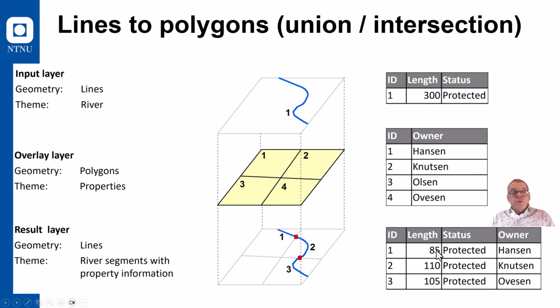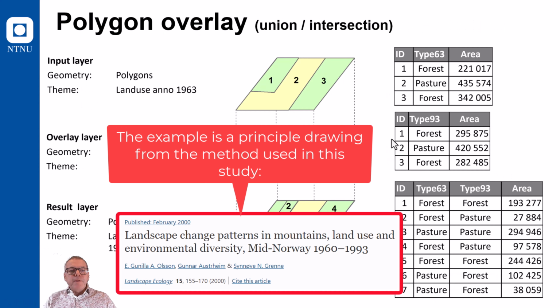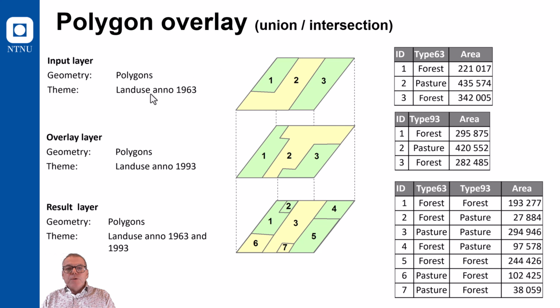If you are, however, using feature classes in geodatabases in Esri software such as ArcGIS Pro, this updates automatically. So the last example is an example on polygon overlay. We have an input layer with polygons showing the land use as they were for an area in 1963.